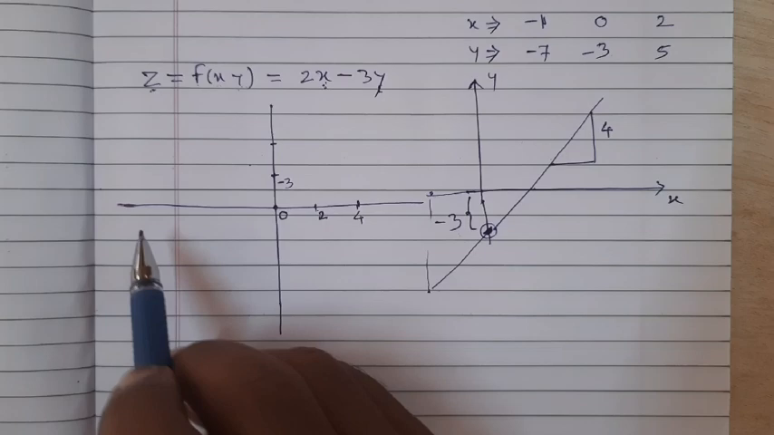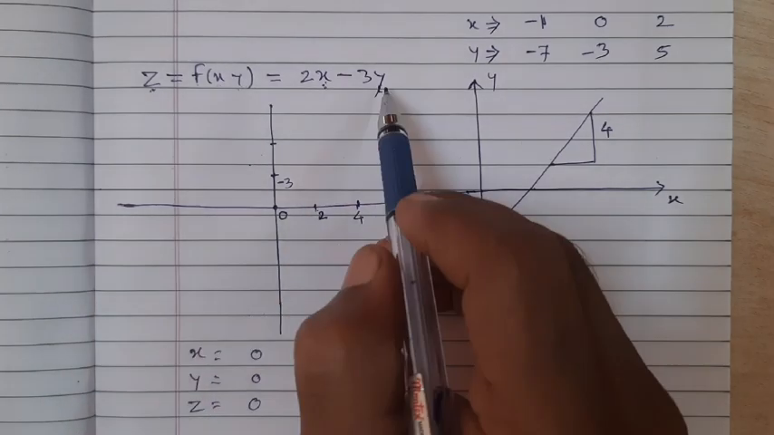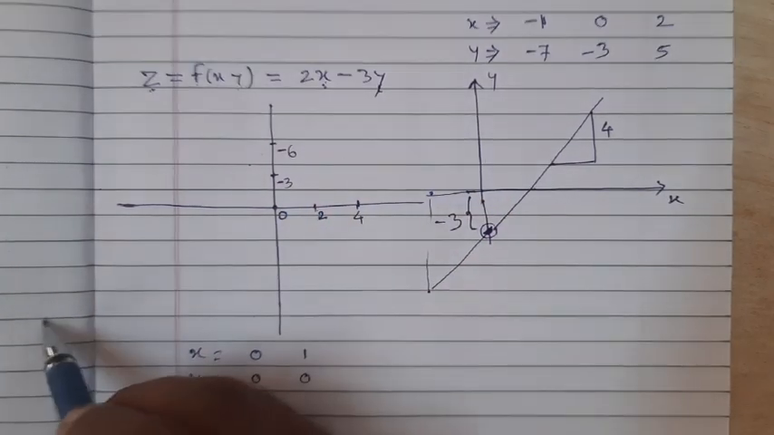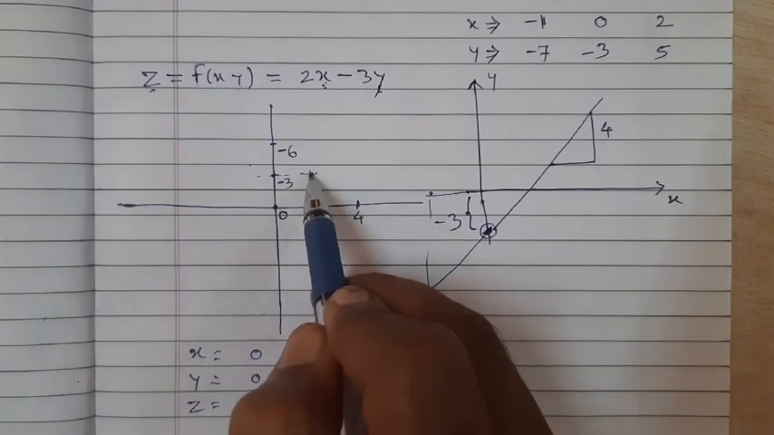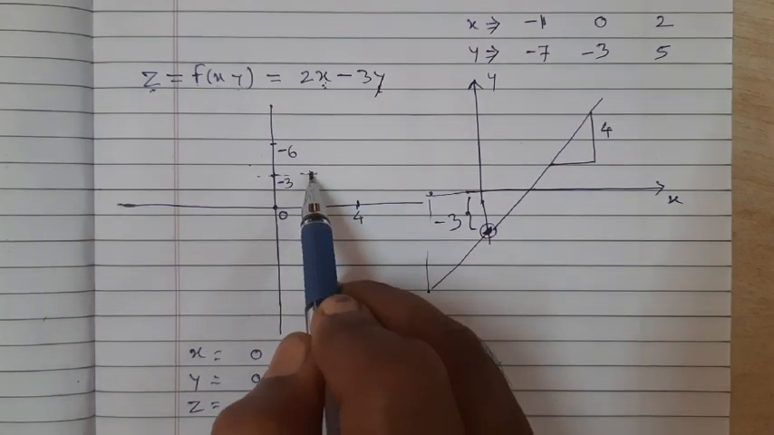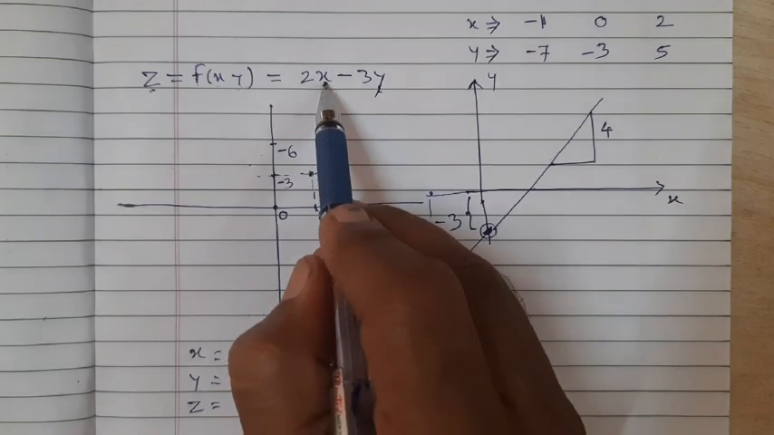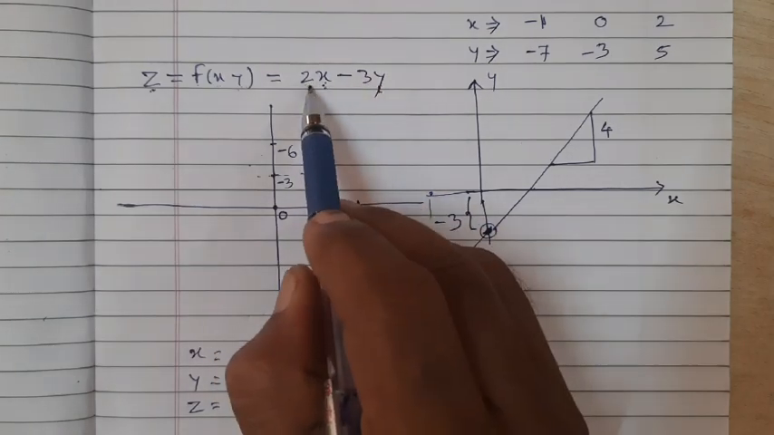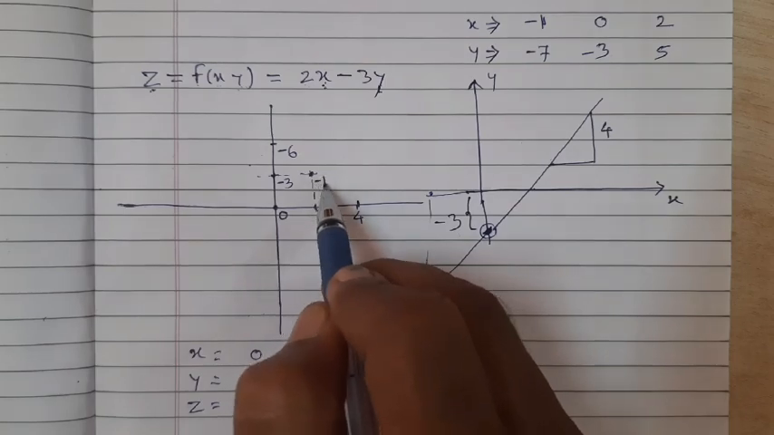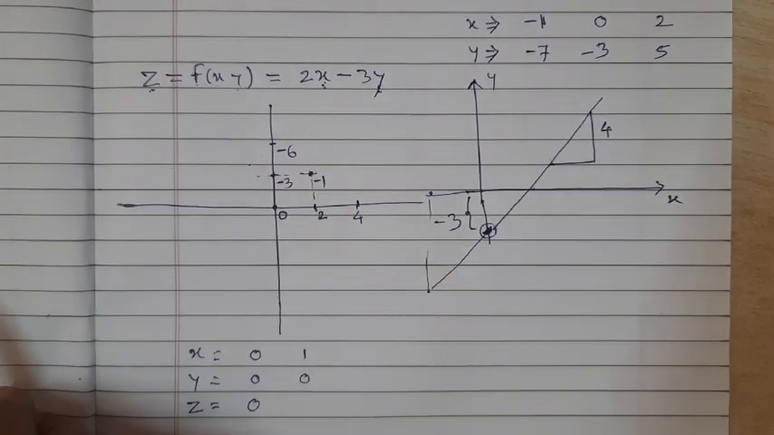What will be the value of the function at y is equal to 2, for example? It will be minus 6. Now if I have to find the value at x is equal to 1, y is equal to 1, this point is 1, 1. If I substitute, here it is 1, then it is 2. Here it is 1, then it is minus 3. And 2 minus 3 will be minus 1. Correct? Here it is minus 1.